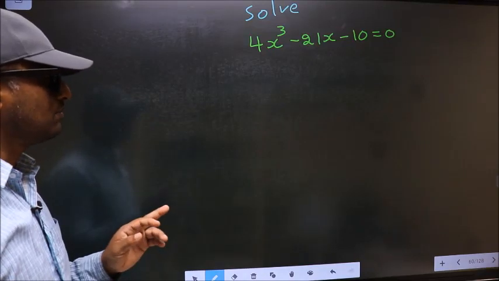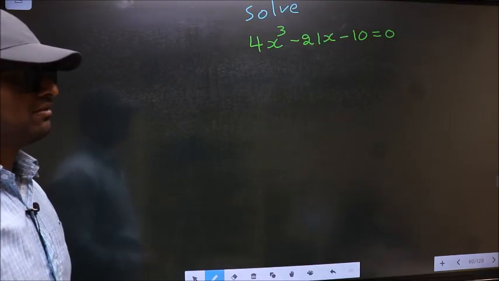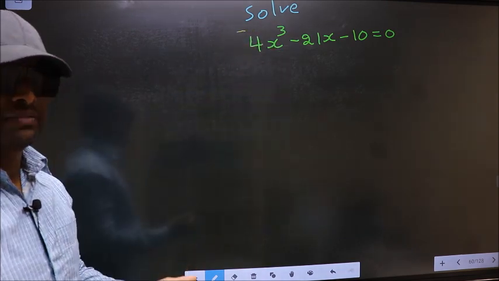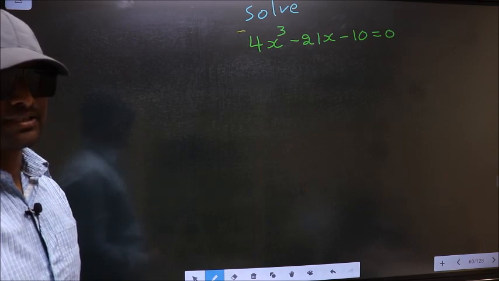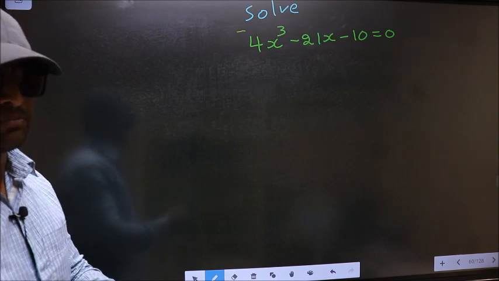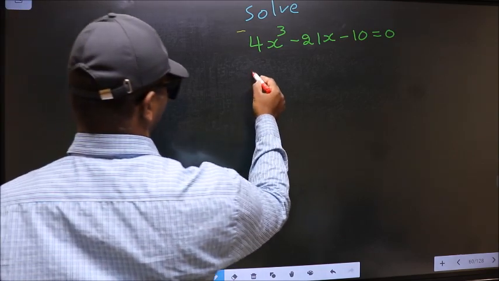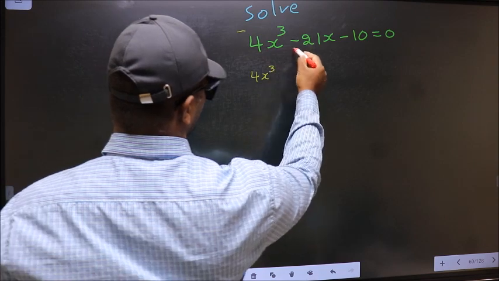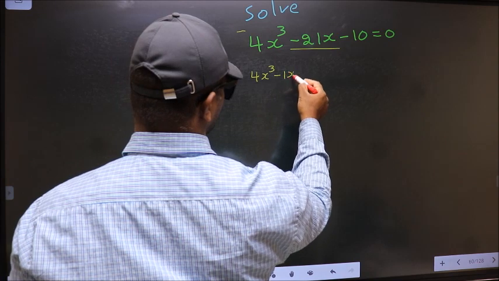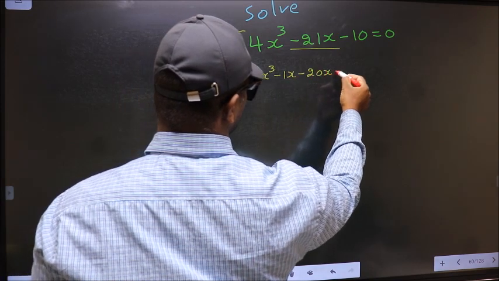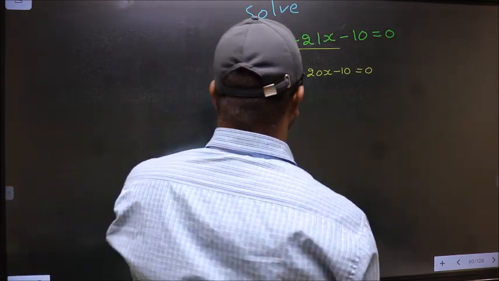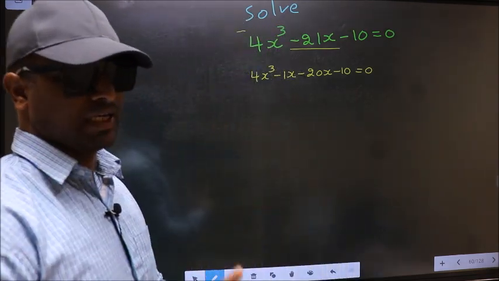Solve 4x cube minus 21x minus 10 equal to 0. Here they told us to solve, which means we should get the values of x. For that, here we have to change the x term. What I mean is, see, 4x cube in place of minus 21x, now I write minus 1x minus 20x minus 10 equal to 0. This is your step 1.